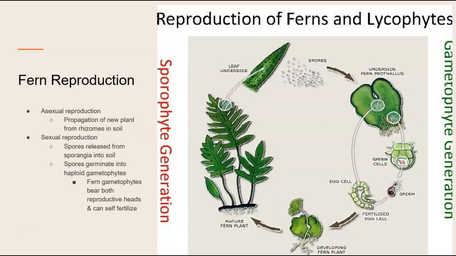Now, reproduction of ferns is not in your lab manual, but I want to talk about it very briefly. We're not going to go into details just because it's not included in your lab manual. Ferns can reproduce by asexual reproduction or sexual reproduction. Asexual reproduction can happen when there's propagation of a new plant from rhizomes in the soil. So from these root-like structures that are in the soil, you could grow more and more of them. And that is why some species of fern can really grow uncontrollably.